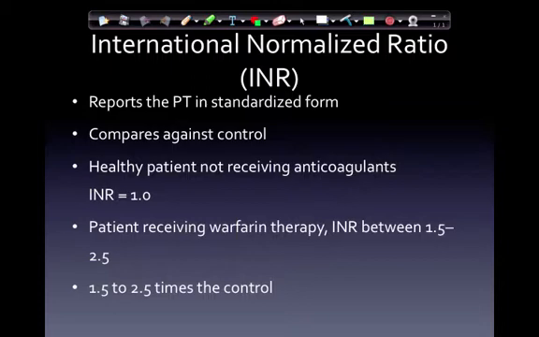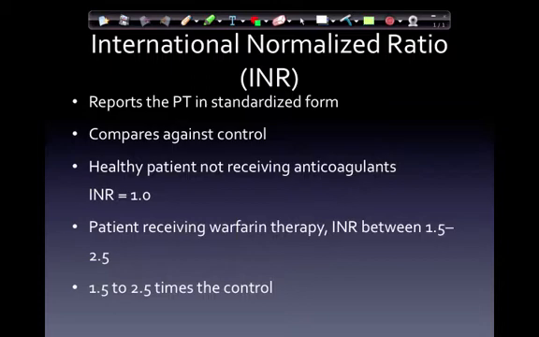A patient receiving warfarin therapy would have an INR between 1.5 and 2.5, so that's 1.5 to 2.5 times longer than what it would take a normal person to initiate the extrinsic pathway. This means it is also 1.5 to 2 times the control. So we don't worry about patients like this. Sometimes they may even take their patients up to 3 times. The doctor or physician may want them a little thinner than normal.